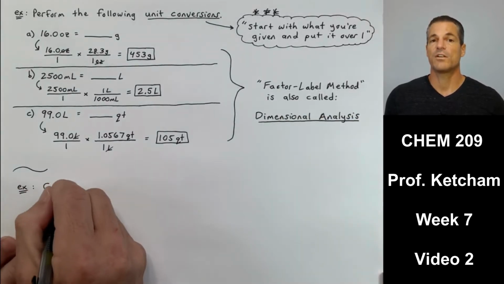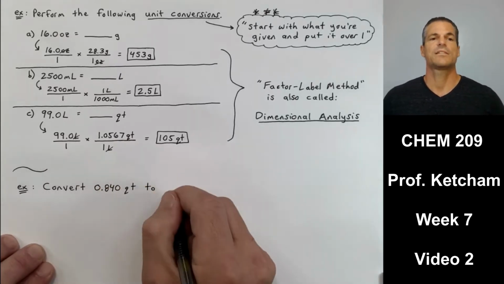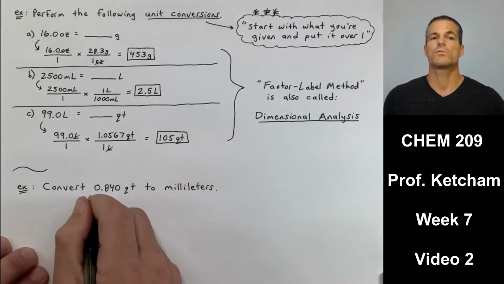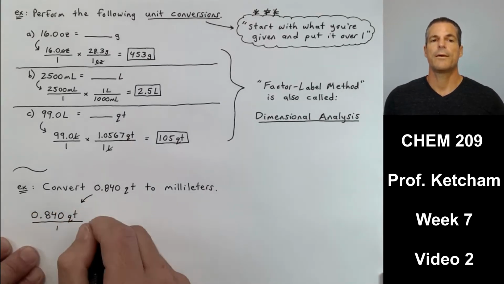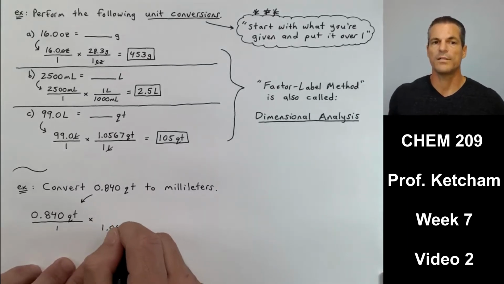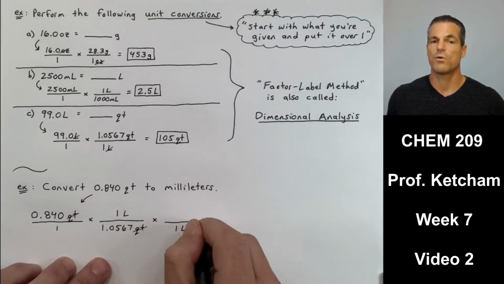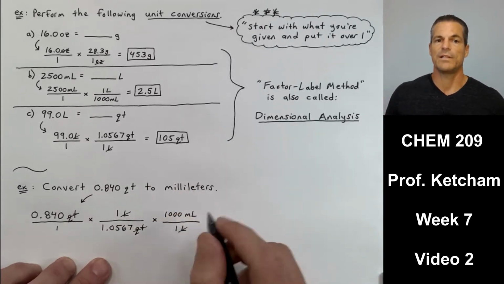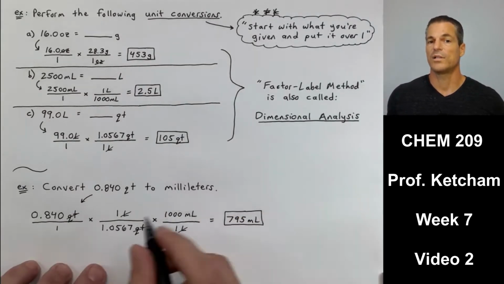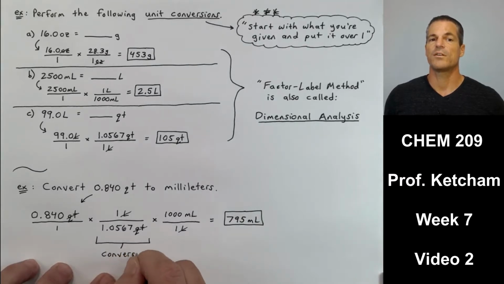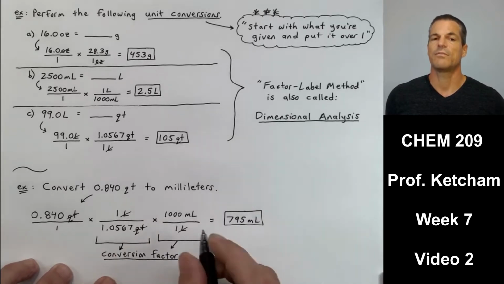The number of significant figures I started with, by the way, is the number of significant figures I report my answer in. Next example, convert 0.840 quarts to milliliters. Same type of problem, start with what you're given, put it over 1. 0.840 quarts over 1. I use the table. I got to get rid of quarts, so I put 1.0567 quarts on the bottom for every 1 liter. Now I'm in liters, cancel liters. On the bottom, for every 1,000 milliliters, there's 1 liter. Started with 3 significant figures, 0.840. My answer has 3 sig figs, 795 milliliters.